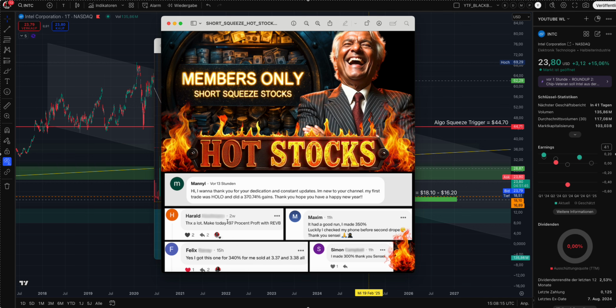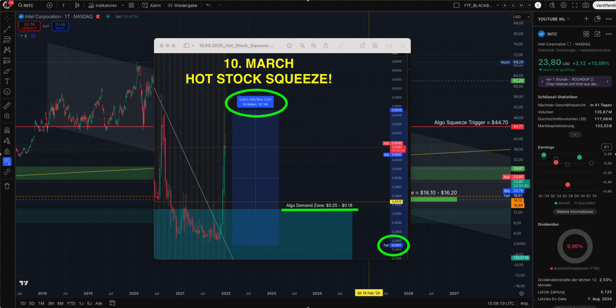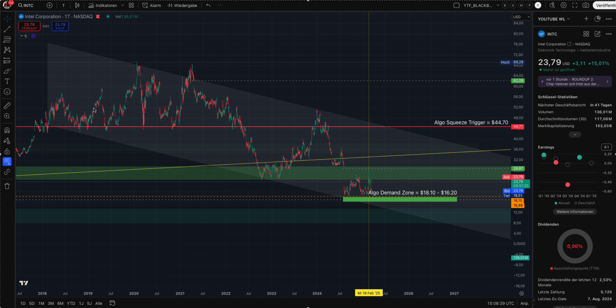You can also see here some of the member feedbacks where my members made huge profits. I know the market is quite red right now. March is always a bearish month, but as you can see here, by the beginning of the week one of my stocks also squeezed 120%. I mentioned that 25 cents is the algo demand zone where I expect the squeeze to happen. The stock tanked exactly down to 25 cents and then squeezed 170% in total, guys.